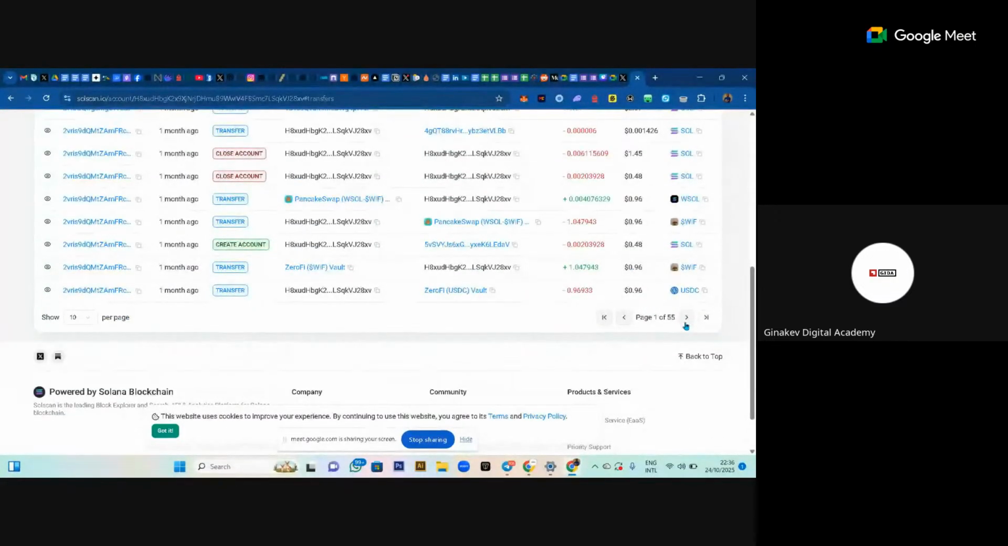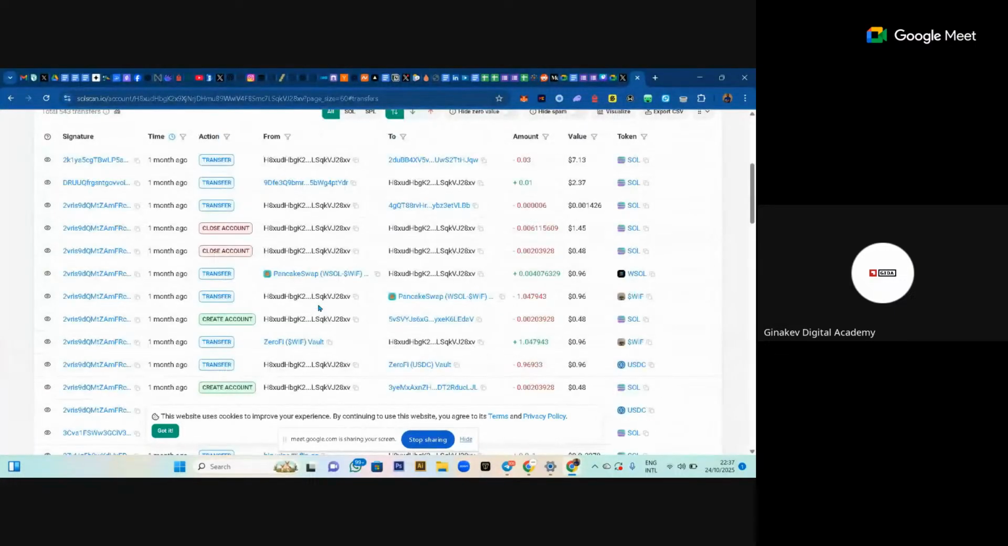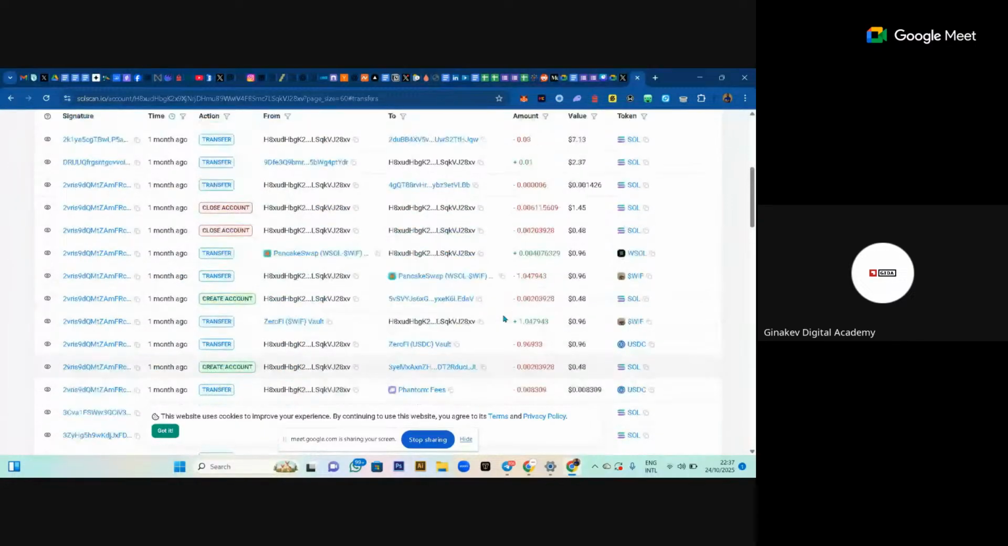You can even push it. You can show this is 10 per page. I can move it as I want, to be seeing 60 transactions per page. Instead of showing me only 10 transactions, it's going to show me 60. Are you seeing it? Are you guys seeing it?